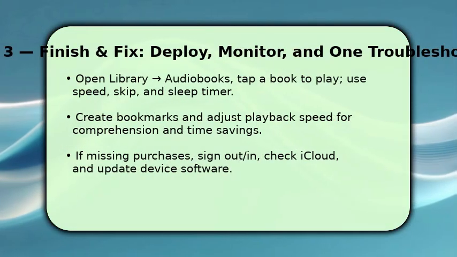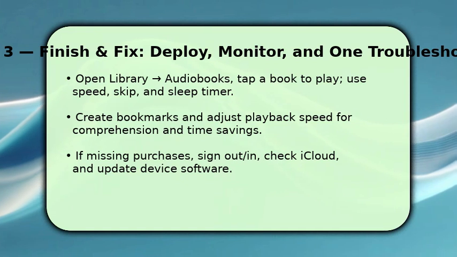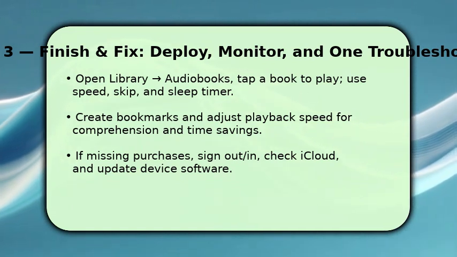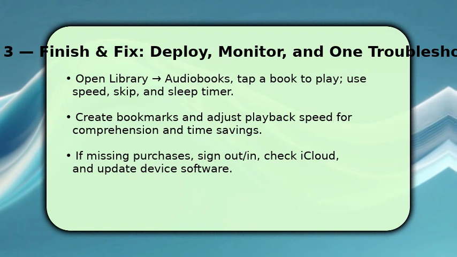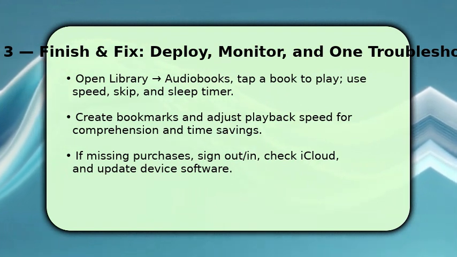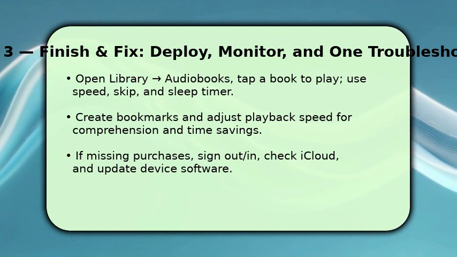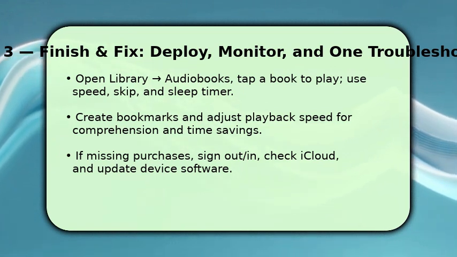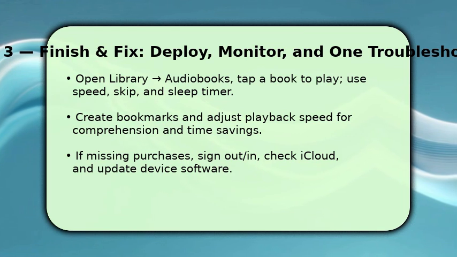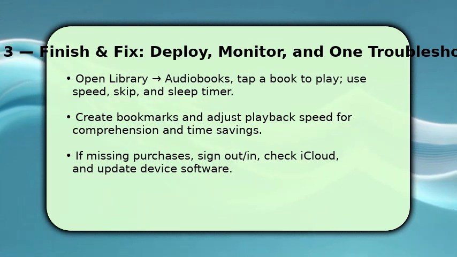You tap Library, choose the audiobook, and press play, then adjust narration speed or set a sleep timer to stop automatically. These controls help you tailor listening to your pace. Make bookmarks to save key moments, and remember downloads are offline copies so you can listen without network.